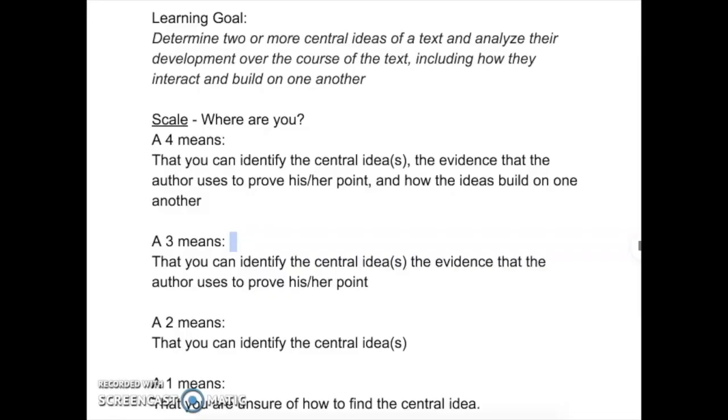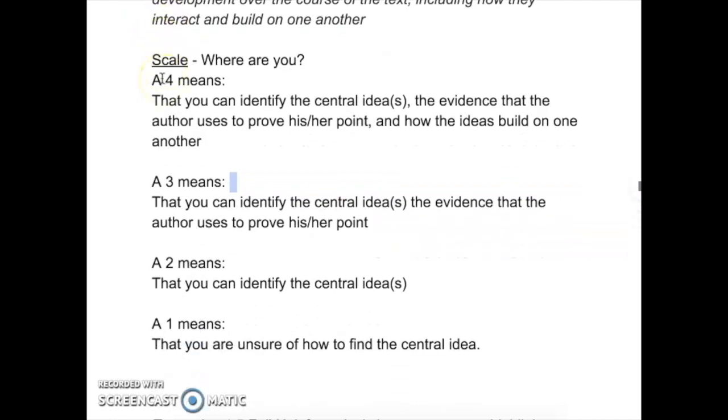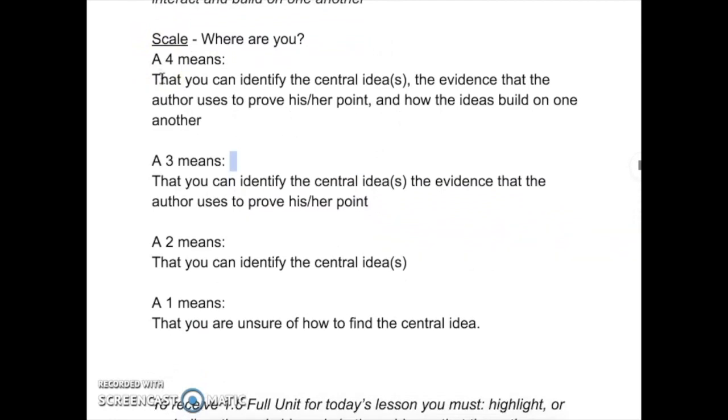Welcome to Tuesday Newsday, where our learning goal is to determine two or more central ideas of a text and analyze their development over the course of that text, including how they interact and build on one another. At the end of today's article, you will be asked to rate yourself on a scale of 1 to 4. A 4 means that you can identify the central idea or ideas. You can point to the evidence that the author uses to prove his or her point, and you're able to look at how the ideas build on one another.